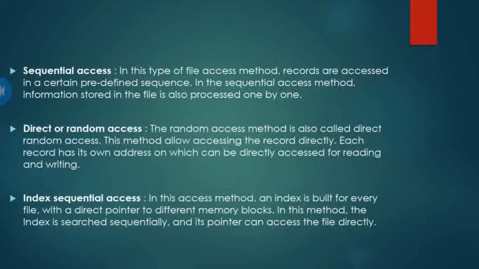Third method to access the file is index sequential method. As the name is index sequential, in this method we make use of index. In this access method, an index is built for every file with a direct pointer to different memory blocks. So, the real life example of index sequential access is book.